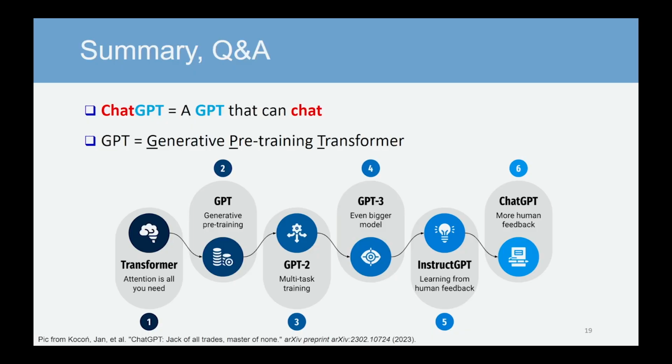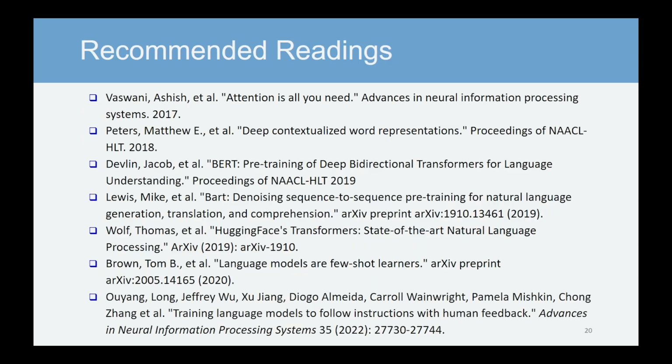To give a summary of what we covered today, ChatGPT is basically a GPT model that can chat, and GPT is a large language model trained by reading documents from left to right to understand what's going on there. I also put together a recommended reading list. I know it's long, but that's really a short history of these large language models.